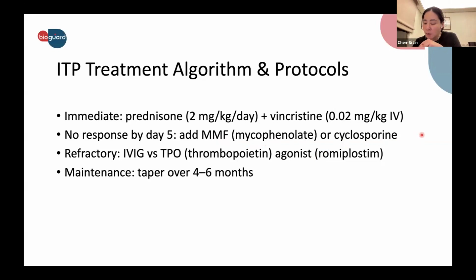For refractory cases, which sometimes come with life-threatening hemorrhages, we may consider IVIG or a thrombopoietin receptor agonist. Once a response is achieved after the treatment, taper the steroid gradually over 3 to 4 months. So that's the treatment protocol when we face ITP cases.